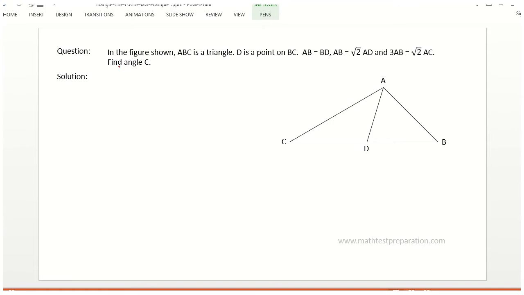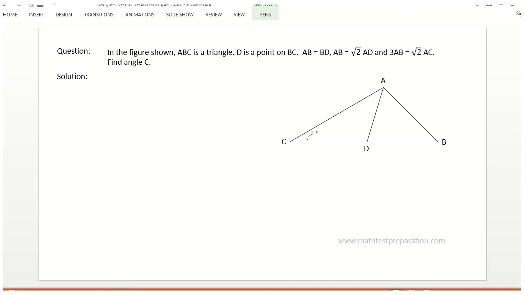In this lesson, I'm going to talk about geometry. The question is, ABC is a triangle. D is a point on BC. AB equals BD. AB equals square root 2 times AD. And 3 times AB equals square root 2 times AC. The question asks for what is the angle C.